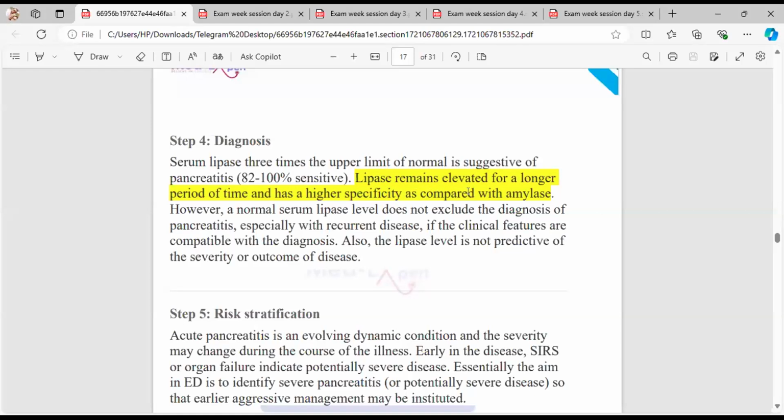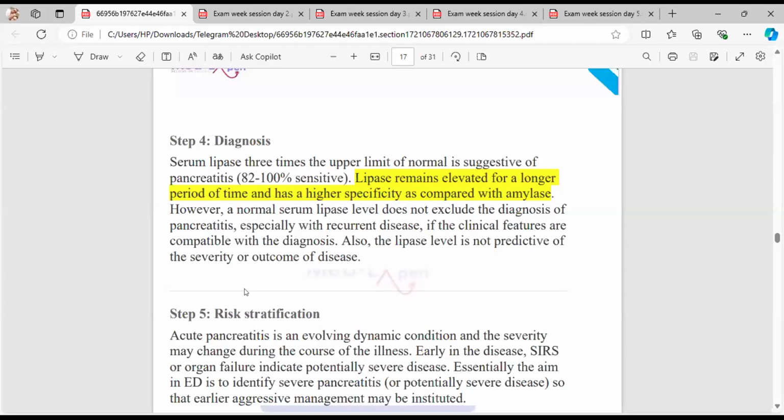But lipase remains elevated for a longer period of time and has higher specificity as compared with amylase. However, a normal serum lipase level does not exclude the diagnosis of pancreatitis. It means that serum lipase is not the specific test. It is not the diagnostic test, because a diagnostic test must be true positive. But here it says that if the serum lipase comes normal, it doesn't mean that this patient has no pancreatitis. If the patient comes with the symptoms of pancreatitis, your initial investigation will be serum lipase. Initial investigation is serum lipase, not diagnostic or confirmatory.